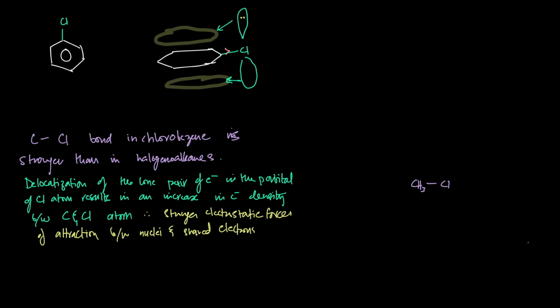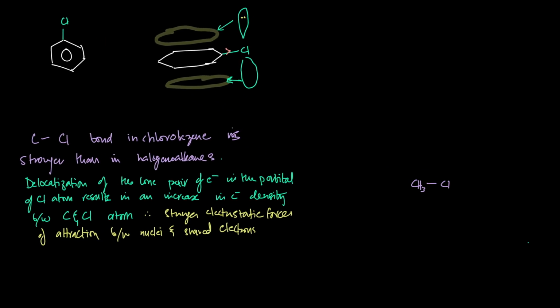So what you have over here is basically this bond has partial pi bond characteristics, right? There's a sigma bond between the carbon and the chlorine atom, but you can also think of it as a partial pi bond because of the p orbital overlapping into, or delocalizing into, the benzene ring.